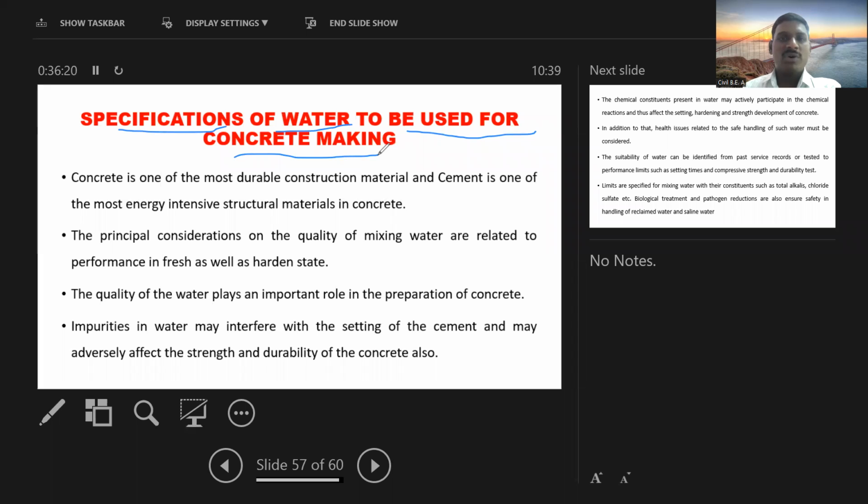If we have to make the concrete, then can you use water which is sewage water? Can you use gutter water for mixing concrete?